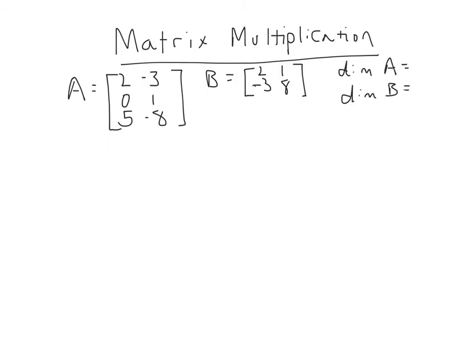So we can see that matrix A has 3 rows and 2 columns, so it is a 3 by 2 matrix. And the dimension of B is 2 by 2. Now just so you're aware, there is another way that we can write this. We can write A with a little 3 by 2 down below to show that its dimensions are 3 by 2, and similarly for B. So we do have two different ways that we can express the dimensions of a matrix.